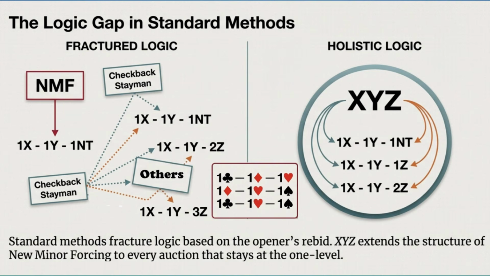So here's the core idea. XYZ takes that powerful logic you're already using and just applies it everywhere. The name itself tells you the formula. Opener bids 1X, you respond 1Y, and opener rebids 1Z. If an auction fits that simple 1XYZ pattern, the convention is on.